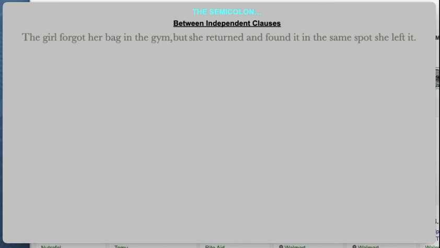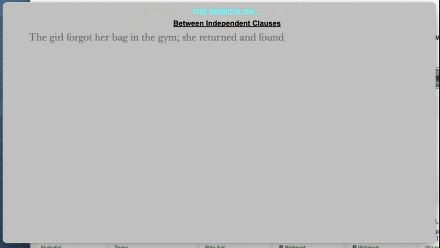If the relationship between the independent clauses is clear without a conjunction, in other words, if it's clear enough, we can take the conjunction out, in this case, the word but, and instead use a semicolon, as seen here. The girl forgot her bag in the gym; she returned and found it in the same spot she left it.